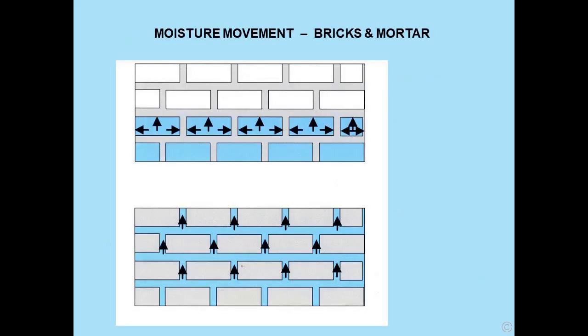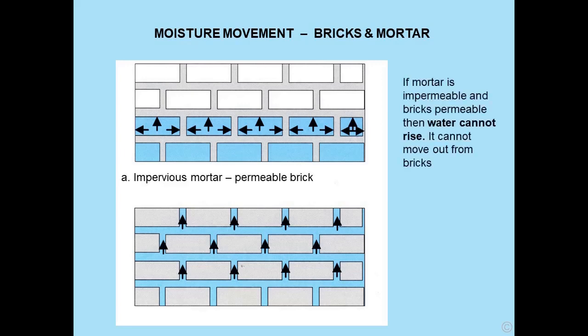So how does moisture move in bricks and mortar? Well, let's imagine this. First scenario, impervious mortar and permeable brick. If the mortar is impermeable and the bricks are permeable, then water cannot rise. It cannot move out from any bricks at the base of the wall. So we do not get rising damp in such a situation.